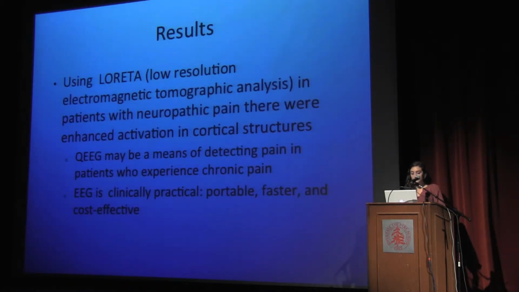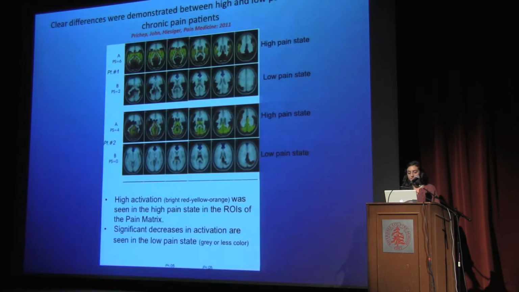So using LORETA and BERETTA, these are two different methods. LORETA is low-resolution electromagnetic tomographic analysis, which is a method that allows one to see the total electrical activity in 3D. It creates a model using the EEG in order to see the different brainwaves which differ in frequency. So the quantitative EEG may be a means of detecting pain in patients who experience chronic pain, and we found that EEG is clinically practical in comparison to other neuroimaging methods such as MRIs, PET scans, and fMRIs.